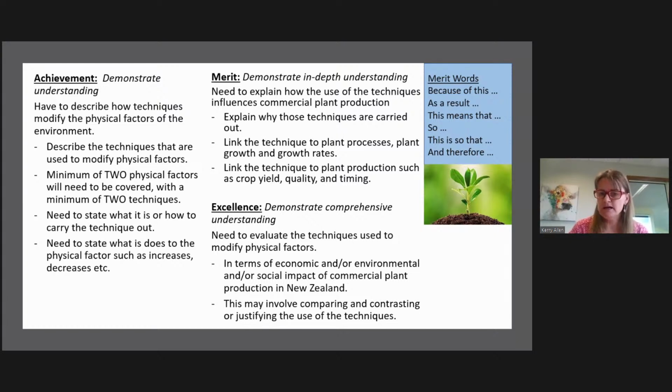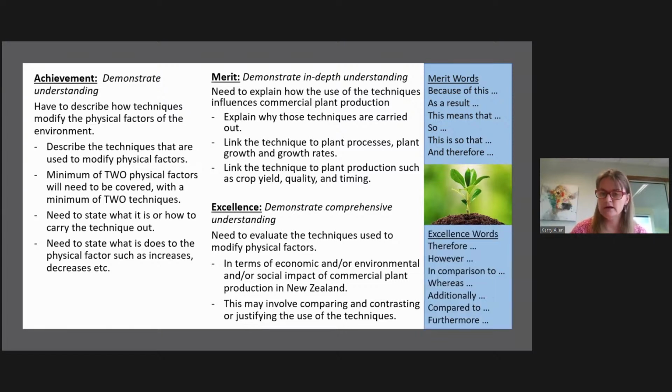The excellence part, this is where you're evaluating those techniques and what is going to be the best technique to use. Now, these come in 3 main areas, so that's economic, environmental, and social. So you need to relate those things back to the technique.